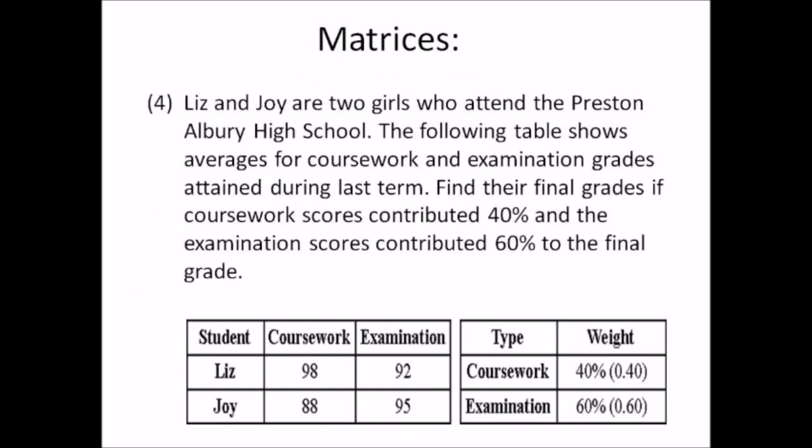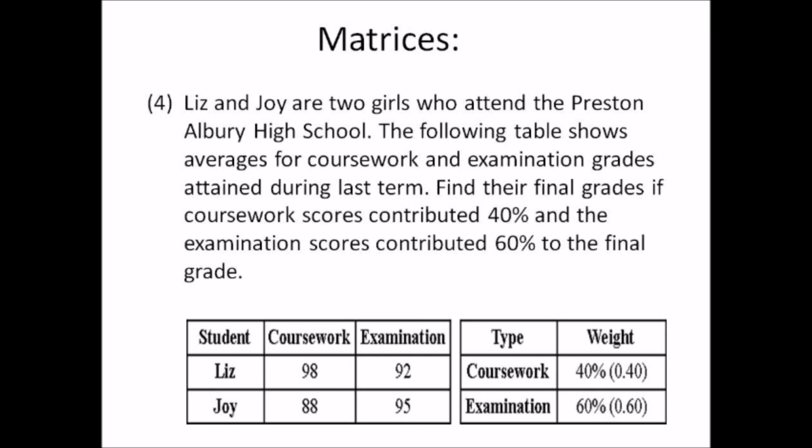Got it? And there's another matrices problem. 4, Liz and Joy are 2 girls who attend the Preston Albury High School. The following table shows averages for coursework and examination grades attained during last term. Find the final grades if coursework scores contributed 40% and the examination scores contributed 60% to the final grade.